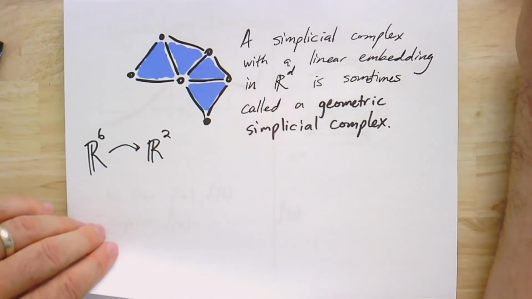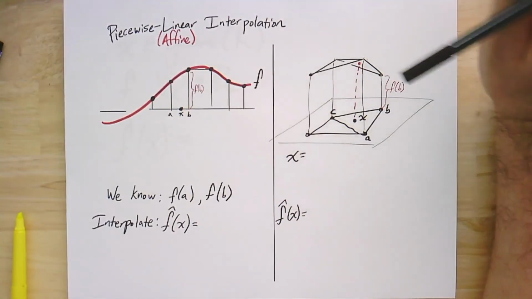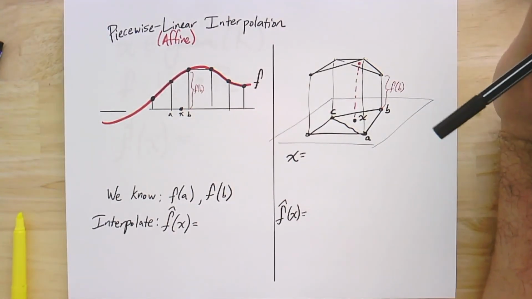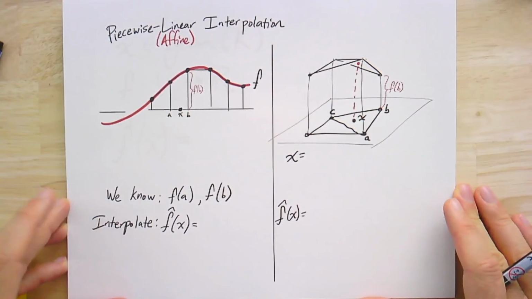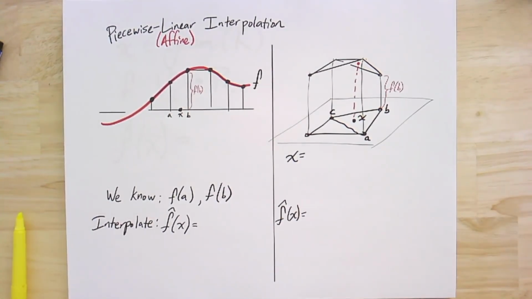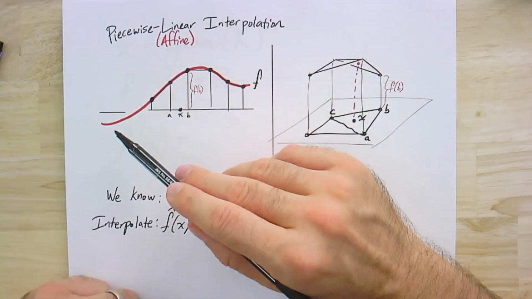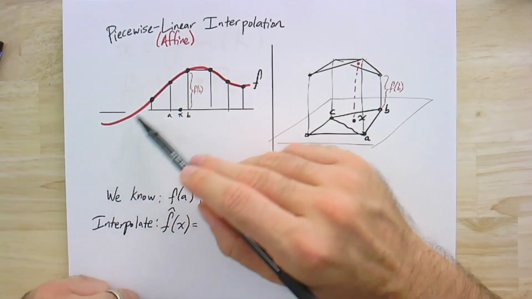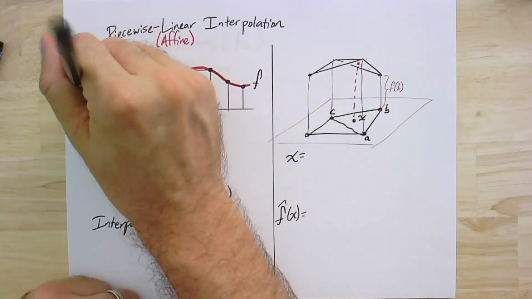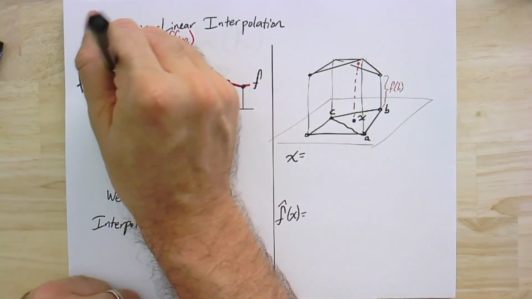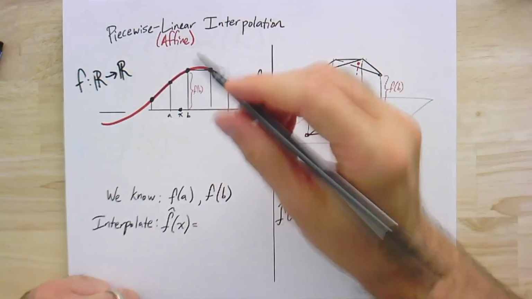Perhaps the most common way they get used in science is this idea of piecewise linear interpolation. It really should be called piecewise affine interpolation, but it is what it is. So you've seen this before. For instance, in high school, I'll bet at some point you looked at functions on the real line. So f here is a function, say, from R to R, and I've drawn its graph.